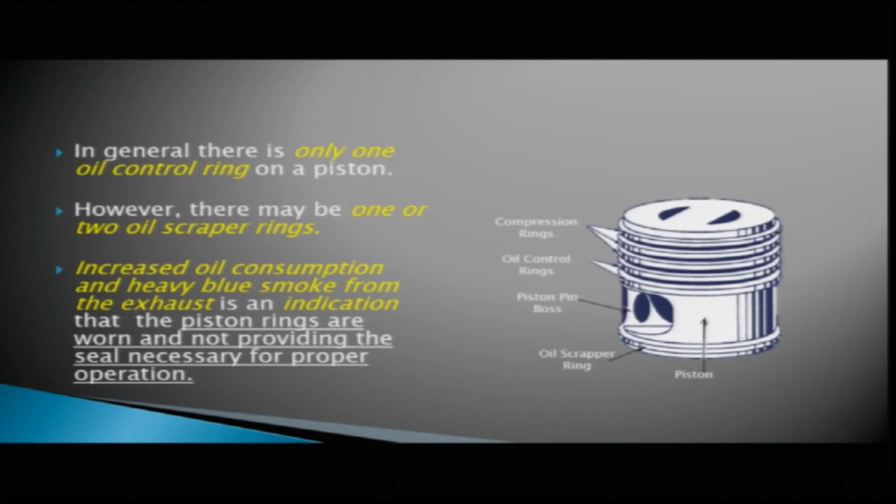Now, in case you have increased oil consumption and you observe heavy blue smoke from the exhaust, it indicates that your piston rings are worn and are not providing the seal necessary for proper operation. So, increased oil consumption and heavy blue smoke coming from your exhaust indicates that your piston rings are worn out and are not providing the seal necessary for proper operation.